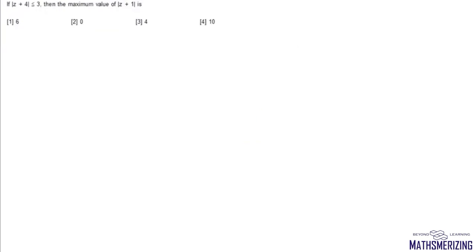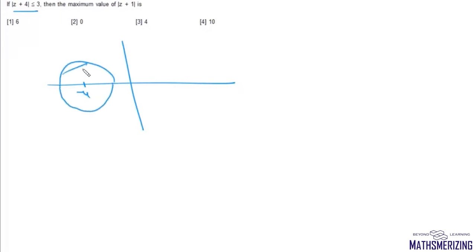Now here the question is, if mod of z plus 4 is less than or equal to 3, we need to find the maximum value of mod z plus 1. Now this is nothing but a circle with center at -4 and radius equals 3 units. So it will represent all the points on or inside this circle. Now this point is -7 and this is -1.